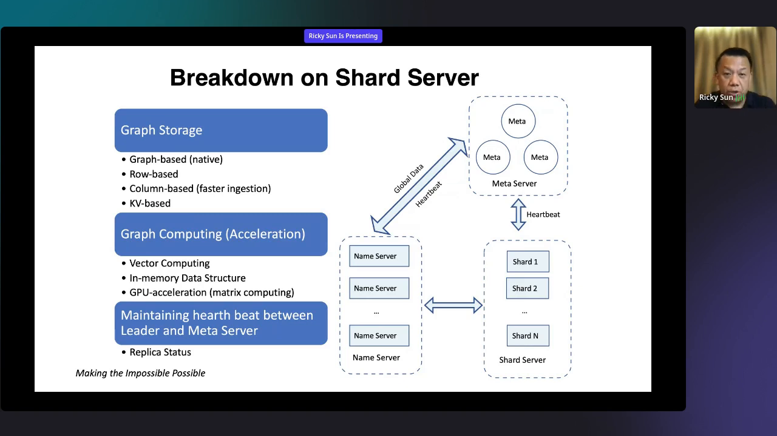Vector computing, in terms of the data structure perspective. Also, you need some kind of in-memory acceleration mechanism, and you can potentially even use GPU for acceleration. And there are other techniques. I wouldn't be able to include all of those here. Also, the shard server maintains heartbeats, especially the leader node of every shard cluster, maintaining heartbeats with the name server and meta server to report their replica status.